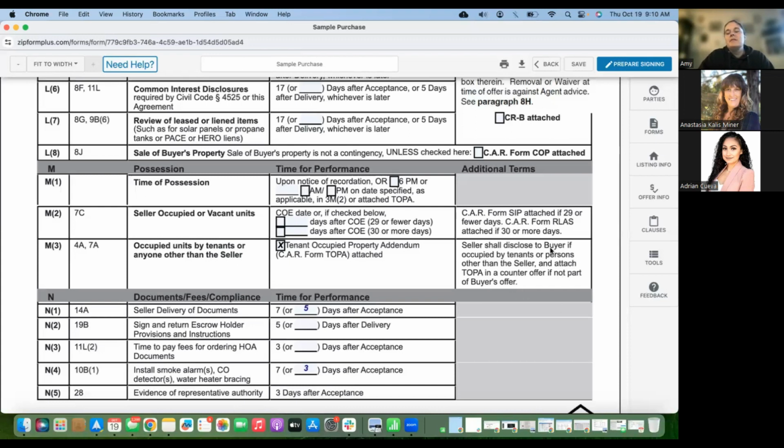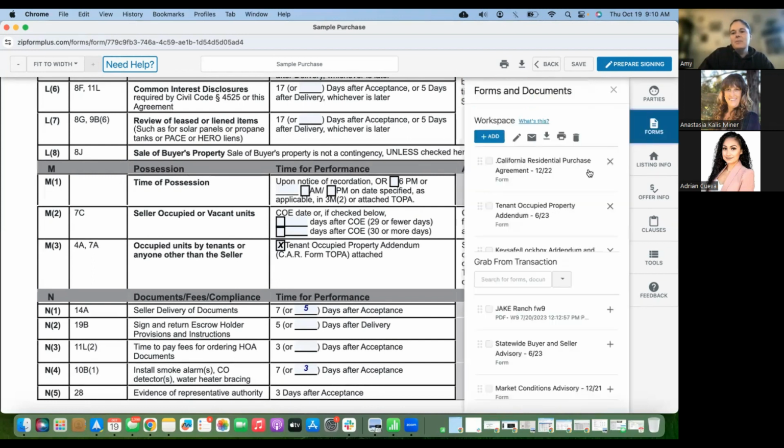And keep in mind here on the far right-hand side, it says seller shall disclose to buyer if occupied by tenants or persons other than the seller, and attach TOPA in a counter offer, if not part of buyer's offer. This is a legal requirement as part of the contract. If it's not a seller occupied or vacant property, you get a TOPA form. So now let's hop down to the TOPA.